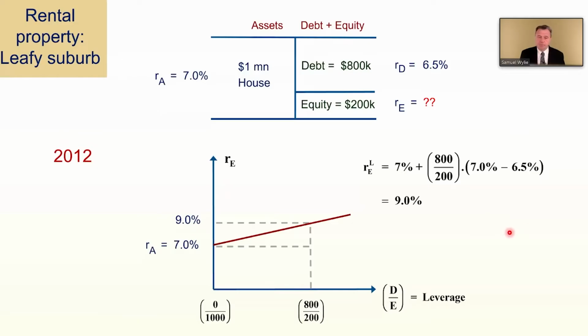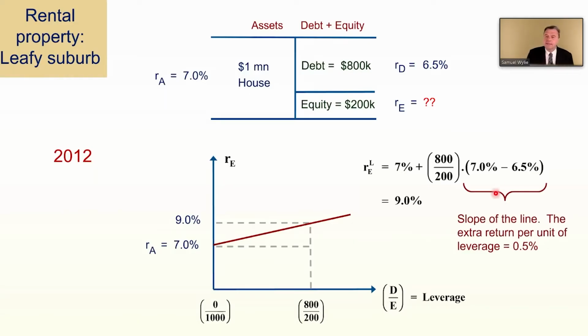So let's take our example forward here. Notice that difference is the slope of the line here.